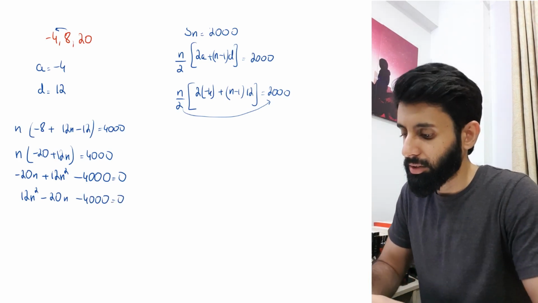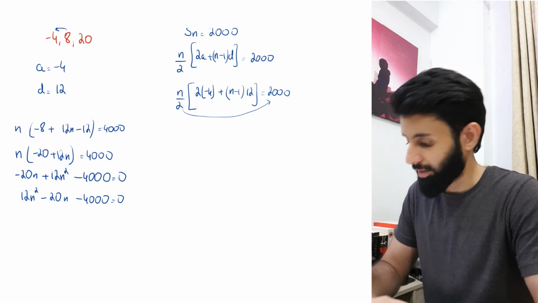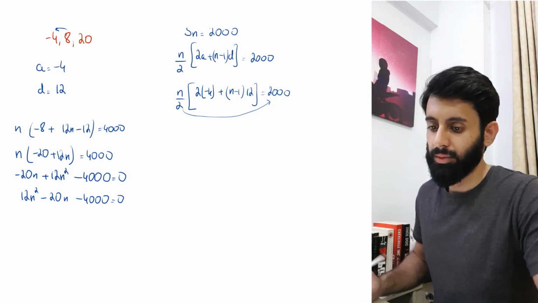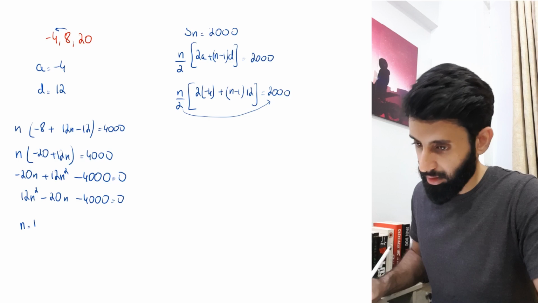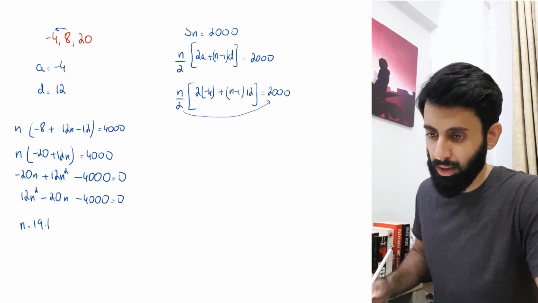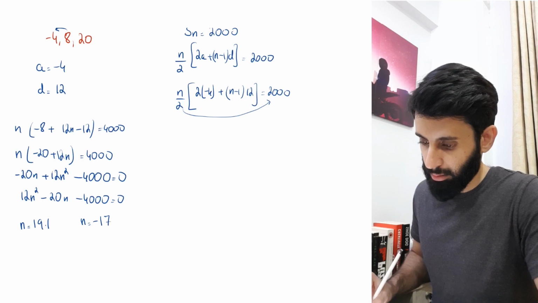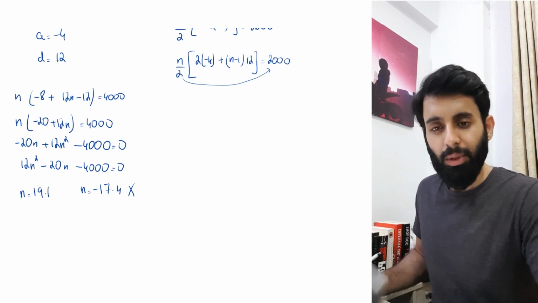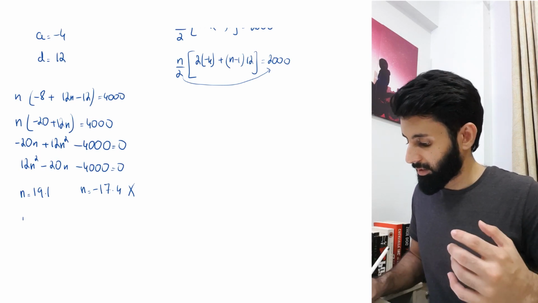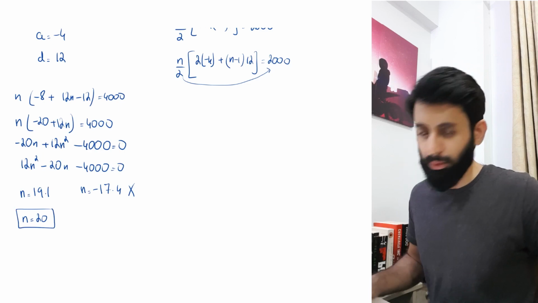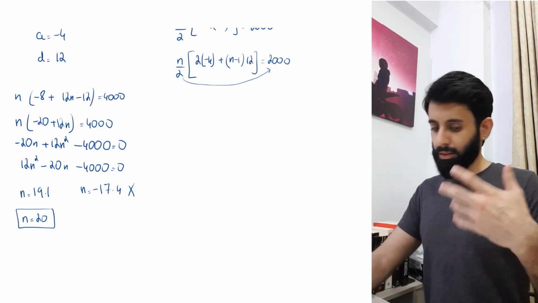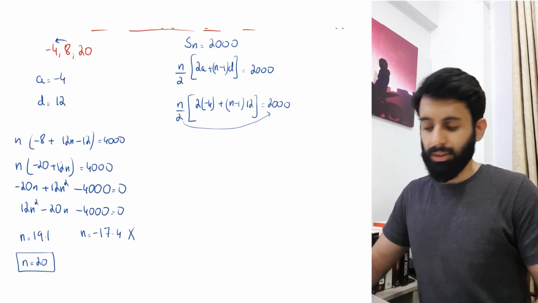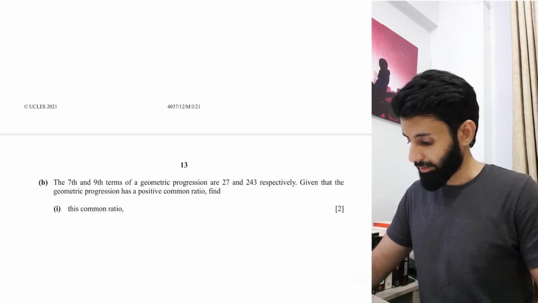Okay. So just to save some time, I'm going to use the quadratic equation feature in the calculator to solve it. So 12, minus 20, and minus 4000. So I'm looking at two values. One is 19.109 and the other is minus 17.4. So we reject the minus value straight away because we're dealing with number of terms. They can't be negative. Now at 19.1, the sum is exactly equal to 2000. That means when n is equal to 20, the sum will be greater than 2000. And although it's going to be greater for 21, 22, 23, since the question asked us for the smallest number of terms, we'll settle for 20, and that's our final answer.